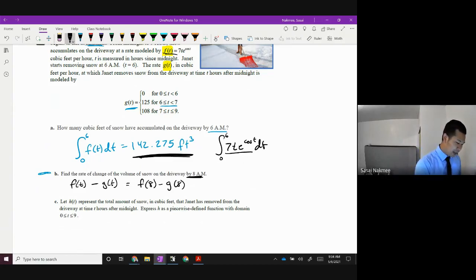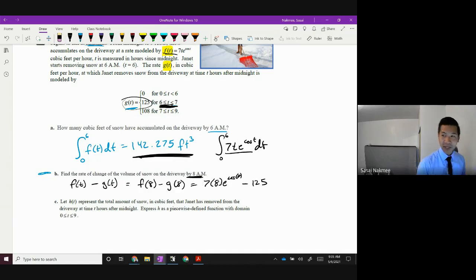So f of 8 is this crazy function right here, 7 times 8 times e to the cosine of 8 minus g of 8. G of 8 is right here. T is equal to 8 is between 6 and 7, so g of 8 is going to equal 125. That's it. And this is the calculator section. Plug it into your calculator because, in theory, we could leave it like this.